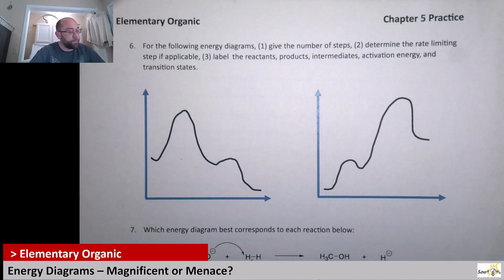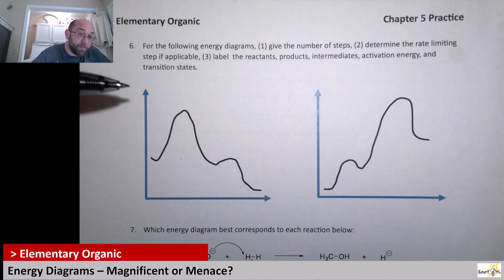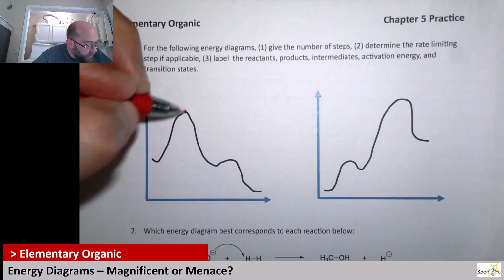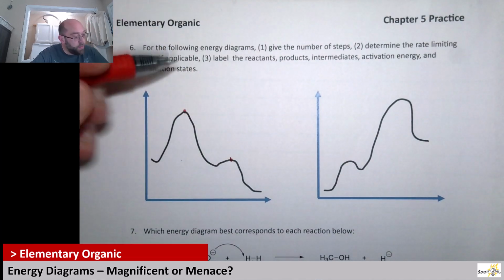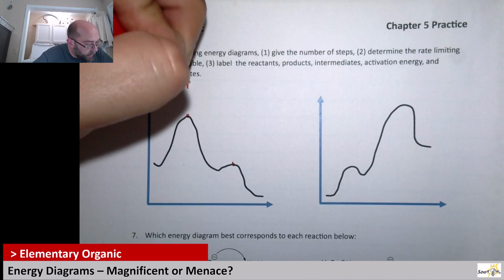So firstly, when we look at an energy diagram, in order to determine how many steps there are, you just count the number of peaks. If you notice, there's a peak here and there's a peak here. So there's actually two steps. We know that this corresponds to a two-step reaction.